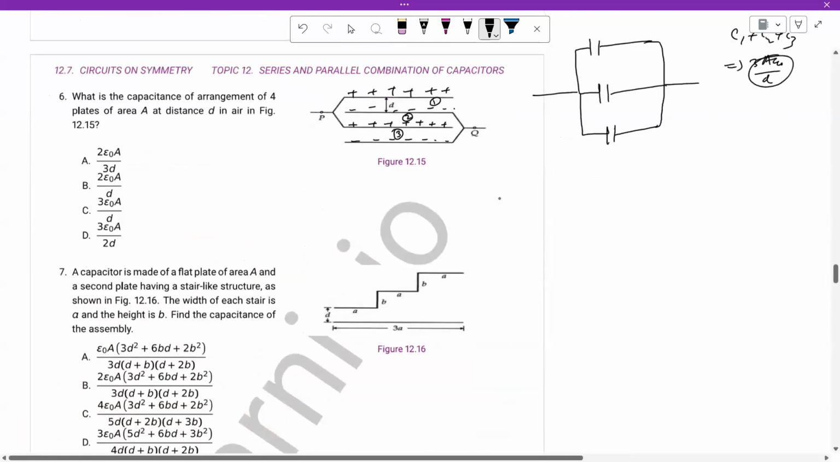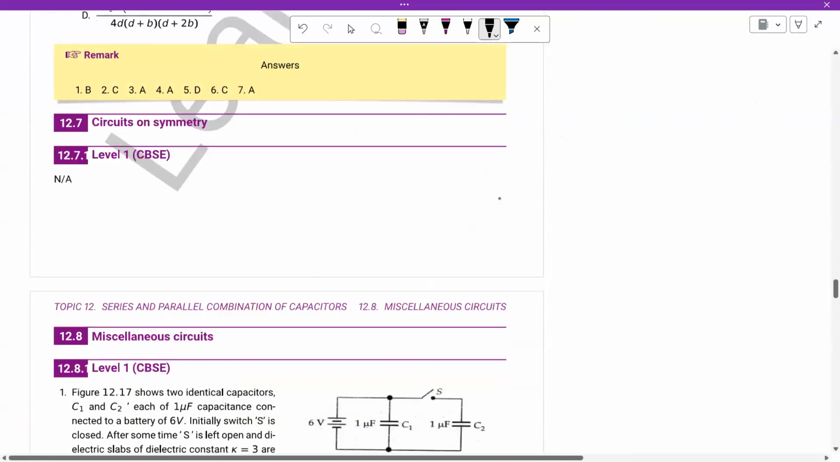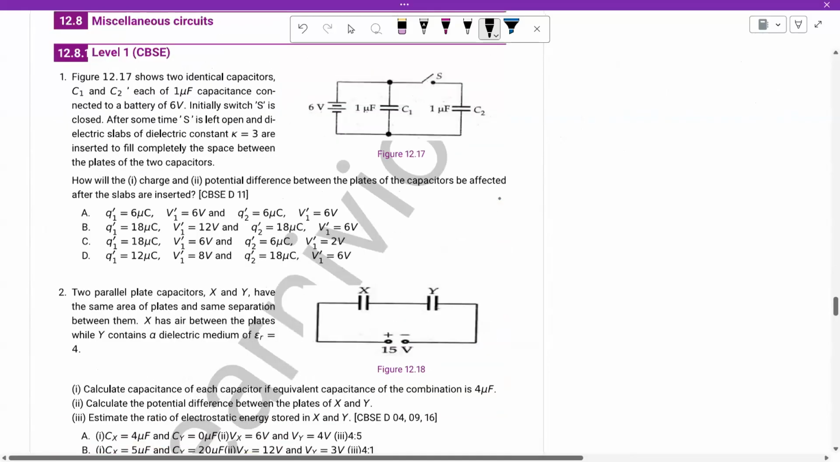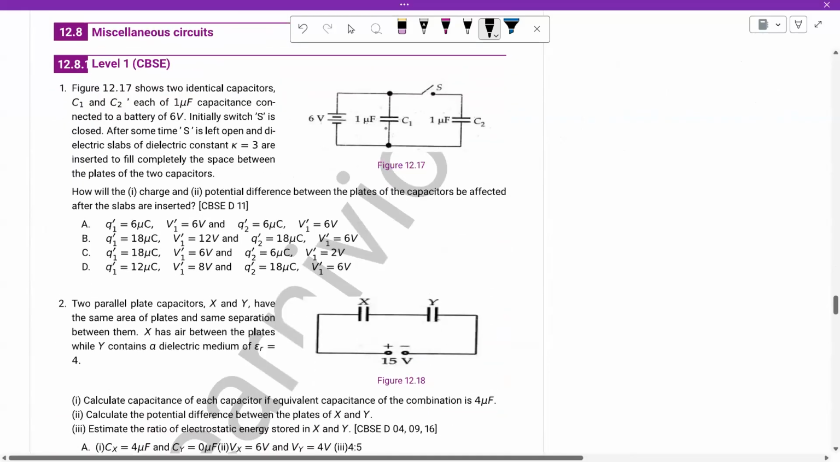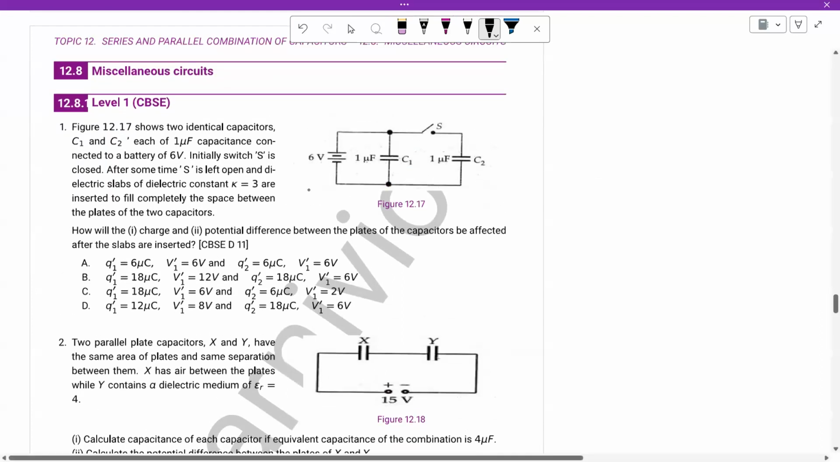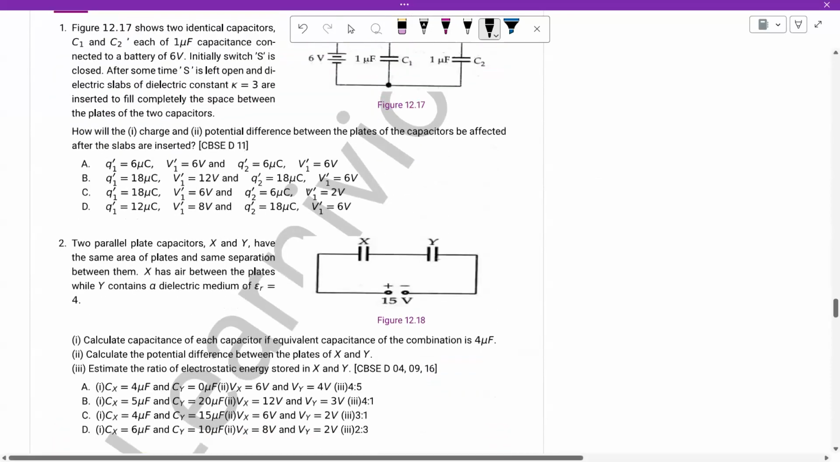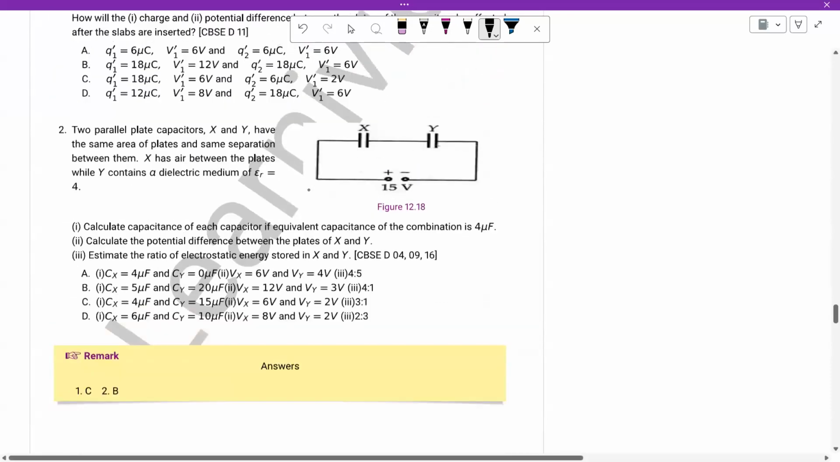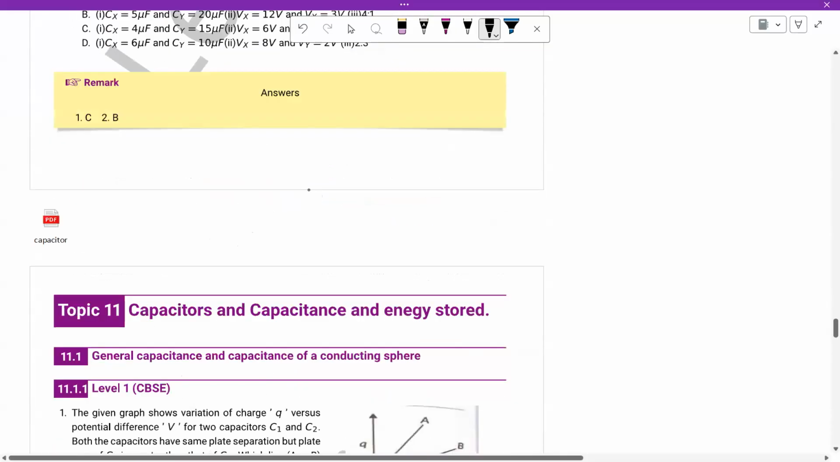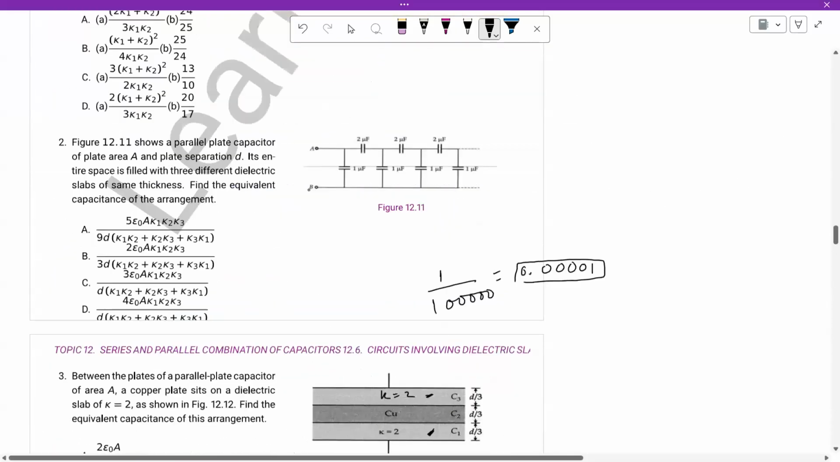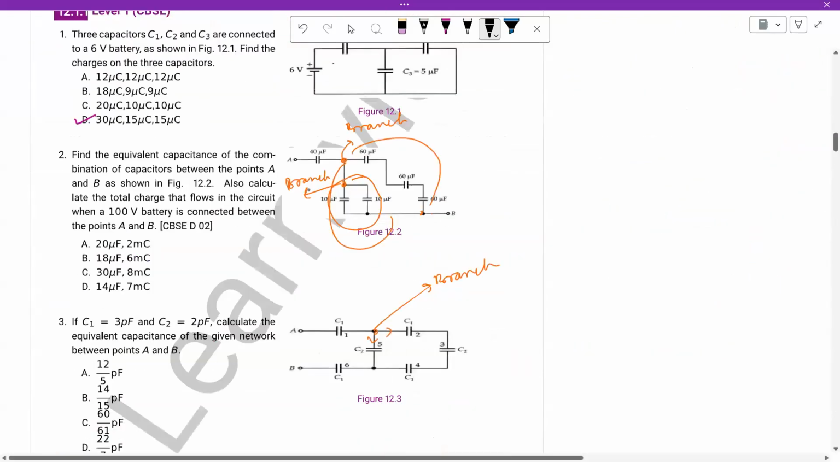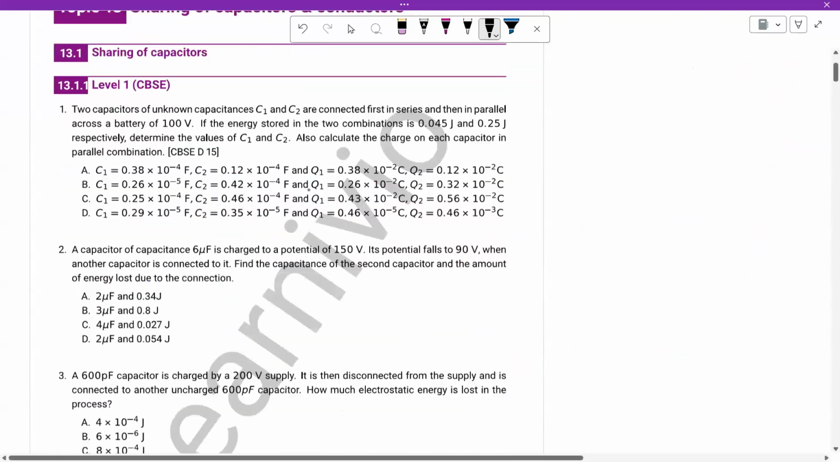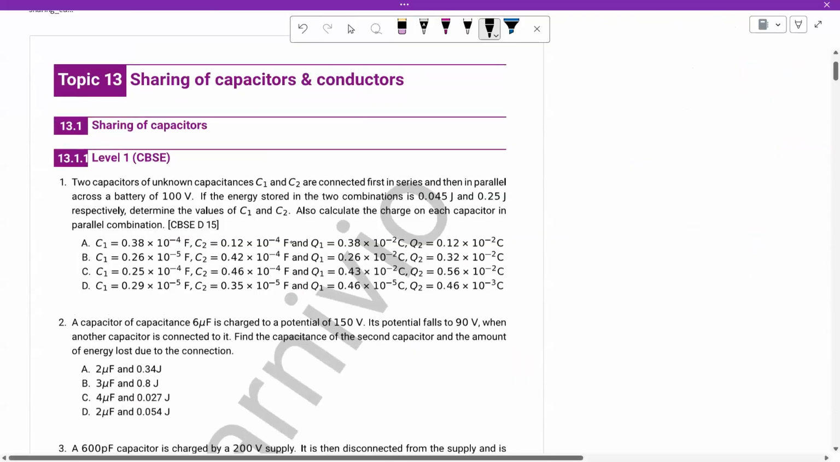Okay, so we'll leave this part, and now these are some miscellaneous circuits. So the switch is closed and the switch is open. Then you have to find out the potential difference and charge and all these things, right? So energies and all those things. This part I will leave it to you. So now everything is done, right?